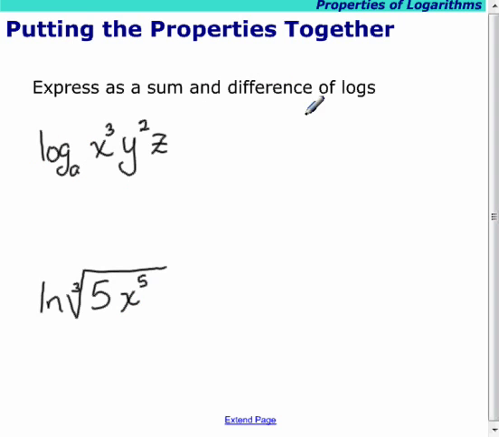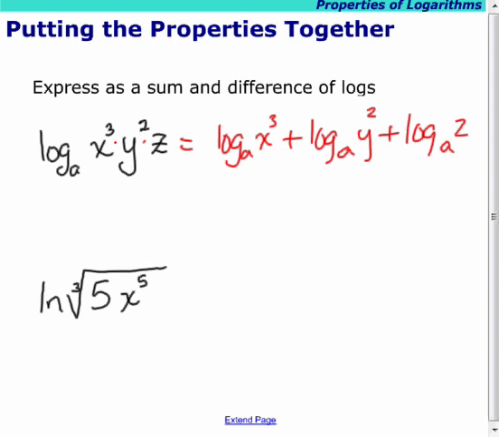Okay, putting some of these properties together, here I see a question that says expressed as a sum and difference of logs. So log base a of, here I have a product. So I can use my product rule because it's x cubed times y squared times z. So I'll have log base a of x cubed plus log base a of y squared plus log base a of z.